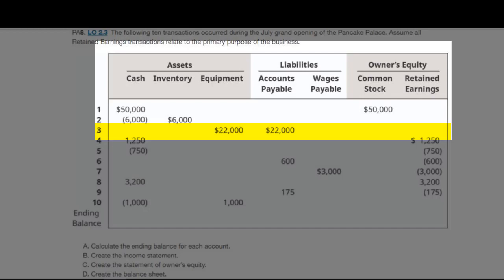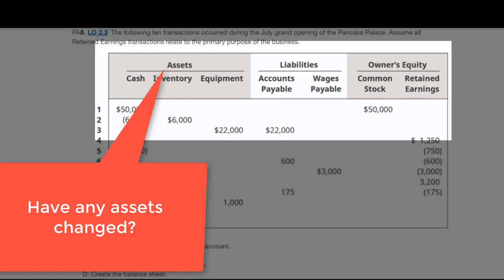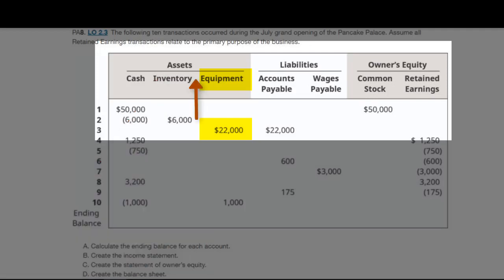Okay, let's move on to row 3, and then I'm going to hop down to row 10. But let's look at 3 first. What happens in row 3? We buy $22,000 of equipment. But we don't have the cash, or actually we don't want to spend the cash. And so we open an account with the equipment supplier. And we say, give me $22,000 of equipment. I am buying it. And I will pay you the money at the end of the month. Has any assets changed? Yes. Equipment increases by $22,000. That is what I bought.